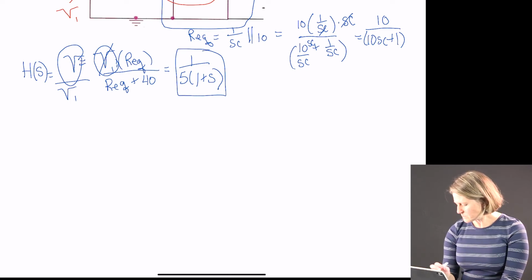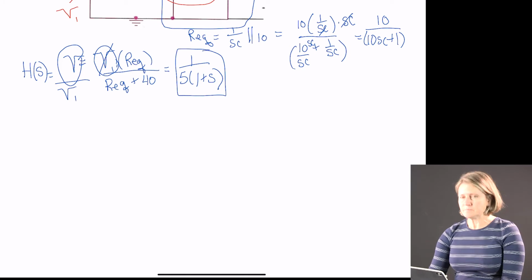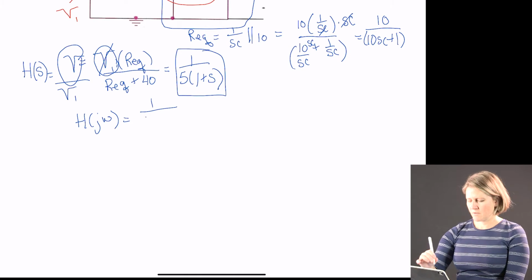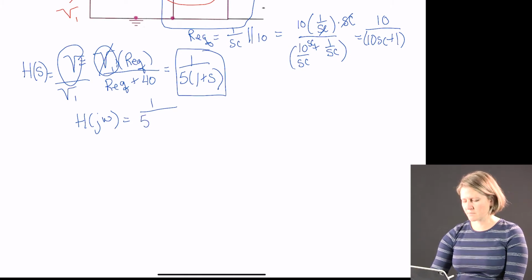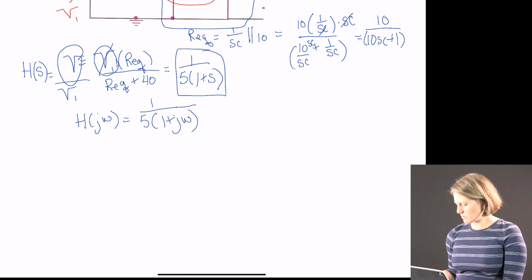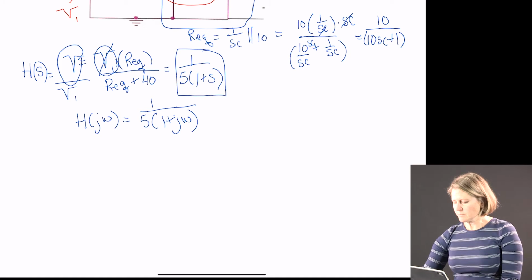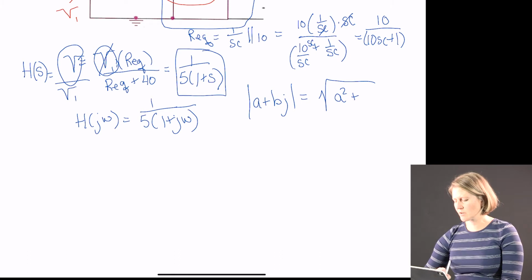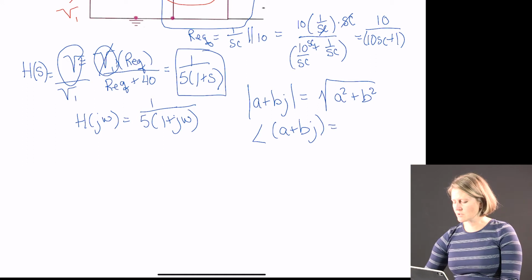To plug this in, we're going to put in j omega. And so we get H of j omega is equal to 1 over 5 times 1 plus j omega. Recall that when we take a magnitude of a number, say a plus bj, that's going to be the square root of the real squared plus the imaginary coefficient squared. And when we take the phase, that is the inverse tangent of the imaginary coefficient over the real coefficient.